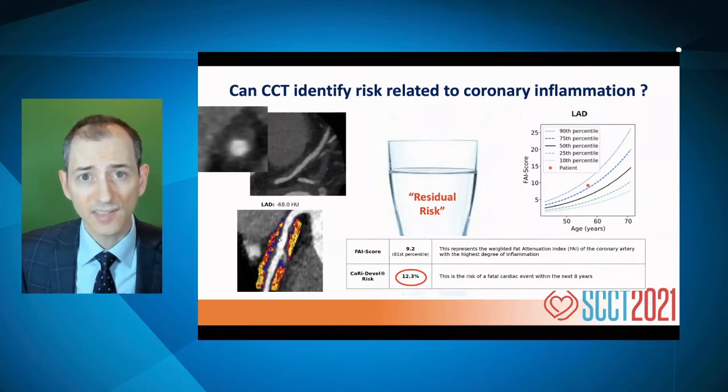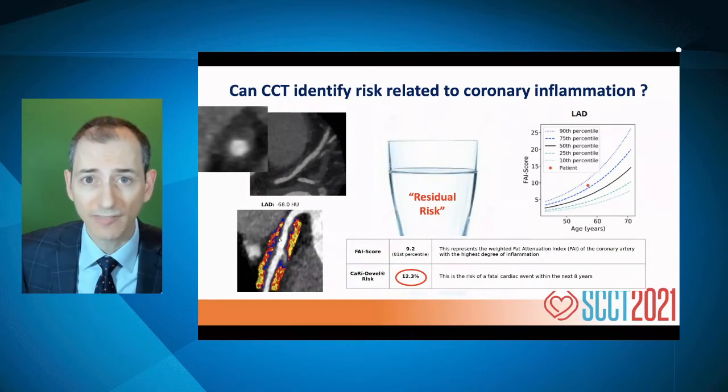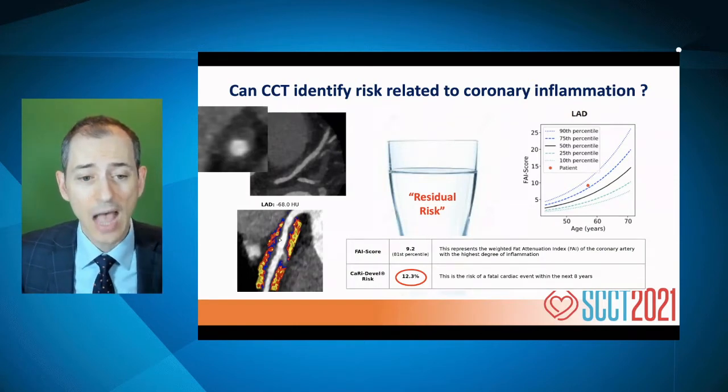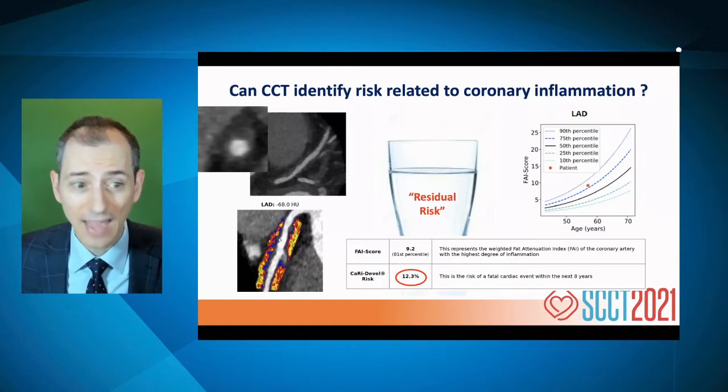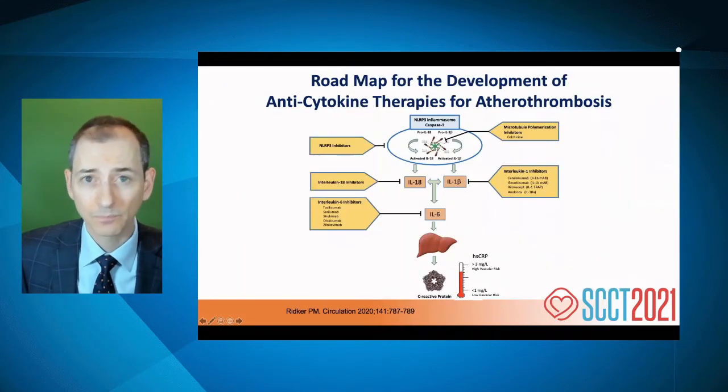And importantly, this is additive on top of other plaque features, high-risk plaque features, and it's even additive on top of the calcium score. And I always say it's very hard to beat the calcium score, but this is incremental risk, specifically risk that ties to coronary inflammation.